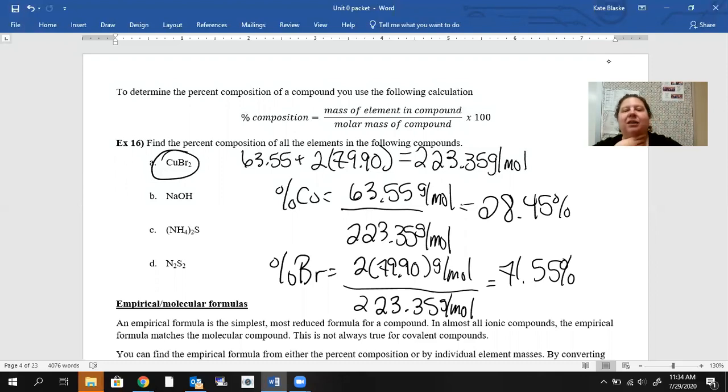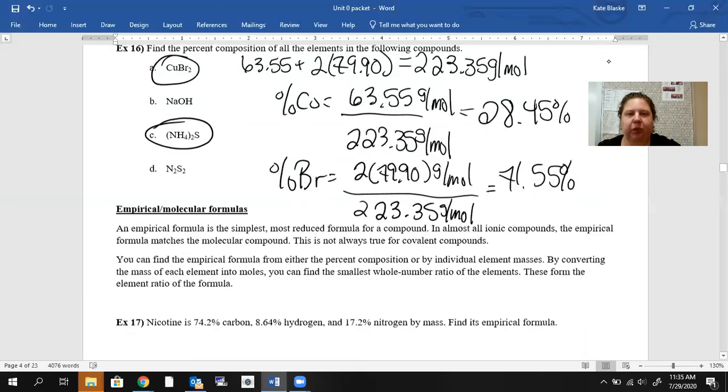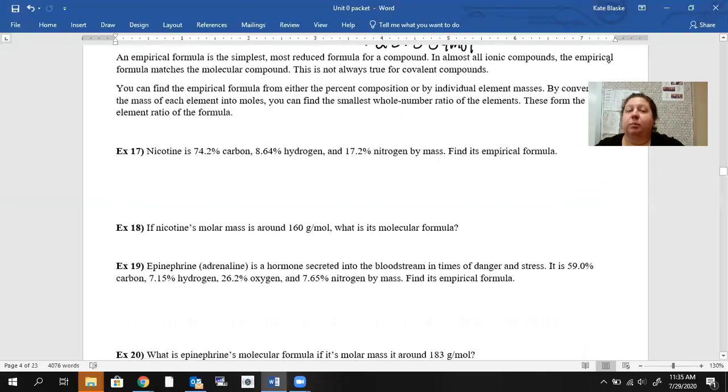Now, if you're doing calculations, like for something like this ammonium sulfide, we've got more than 2 elements, and you're going to have to do multiple calculations. Rounding might get you a little funky. You might get 99.99%. You might get 100.01%. That's okay. Don't stress about that. Okay. So those percent compositions, if we know our formula, we can get to the percent composition. We also, if we know the percents, can get to the empirical formula.